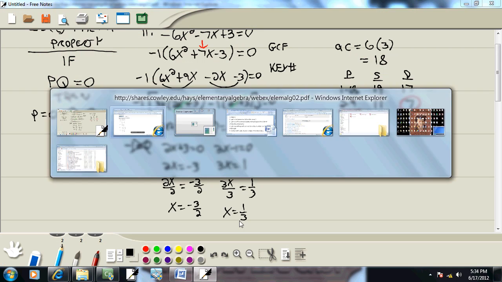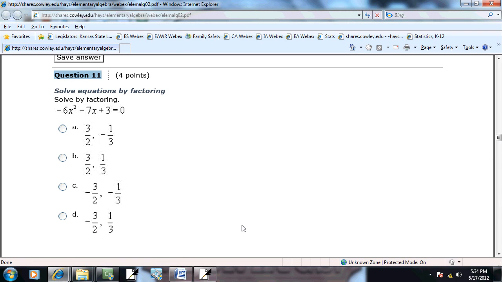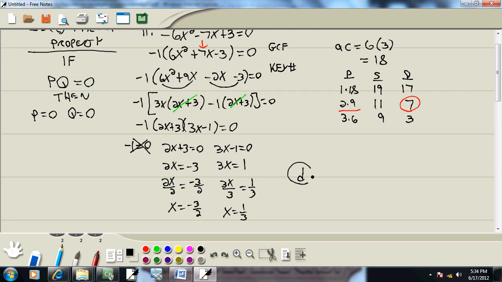So let's see which one's our answer. Negative 3 halves and a positive 1/3. It's D as in David. That's our answer.